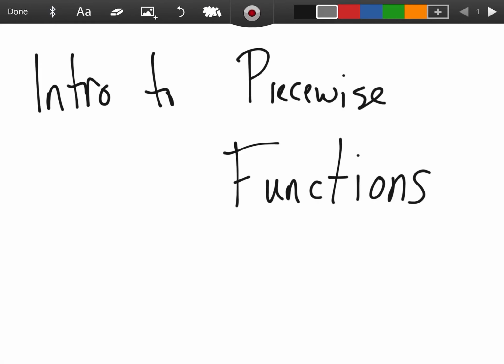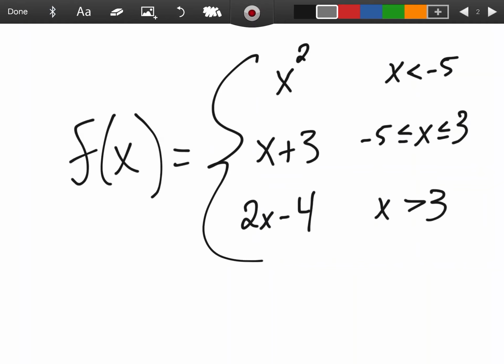All right, welcome guys. In this video, we're going to be talking about piecewise functions. This is maybe something that you've seen before in Algebra 2. If not, that's totally fine. So let's just jump right into it. So this here is an example of a piecewise function, and let's just break it down. Let's try to understand what's going on here.